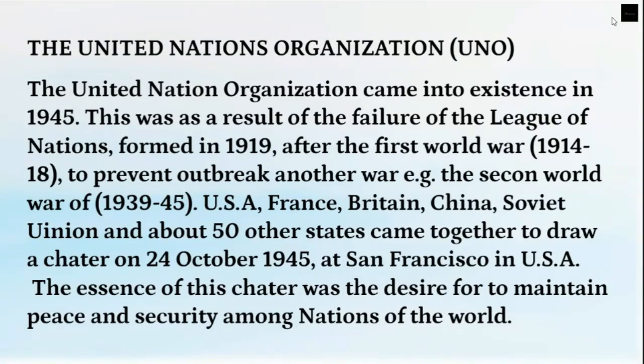UNO. Now, the United Nations Organization came into existence in 1945. This was as a result of the failure of the League of Nations formed in 1919, after the First World War, 1914 to 1918. Now, what's the reason? To prevent the outbreak of another war, e.g. the Second World War of 1939 to 1945. That's the main reason for the United Nations Organization.